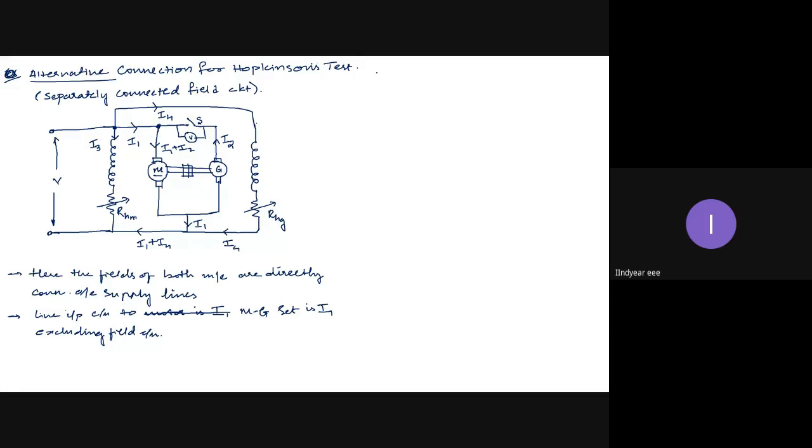So here we will see. I will just put a point. Operation is the same as that in the previous connection. So operation wise, there is no change. So calculations are done as follows.